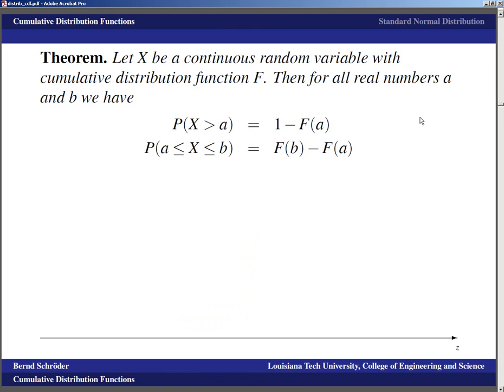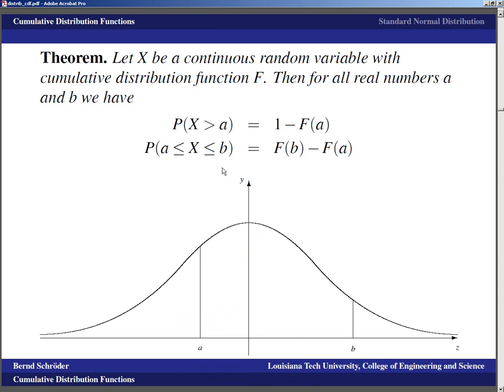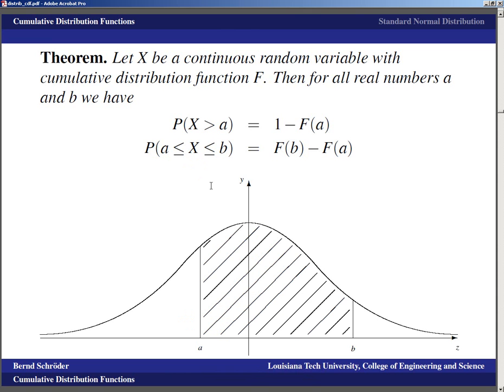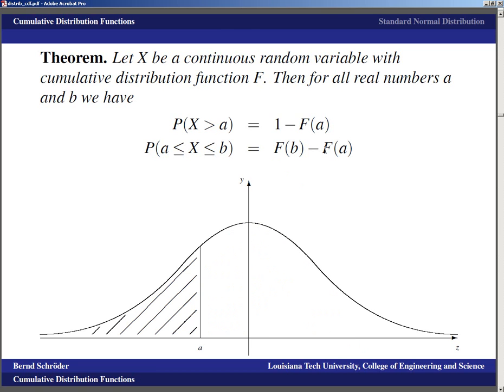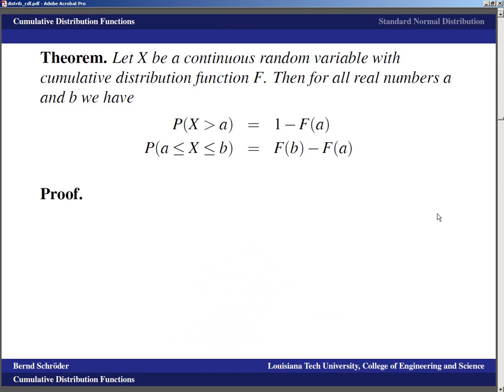If we're looking at the probability to be between a and b, well, here's a, here's b. This probability is this area, which is the area to the left of b, which is F of b, minus the area to the left of a, which is F of a. So we've got the pictorial situation, and we can also do a symbolic proof.